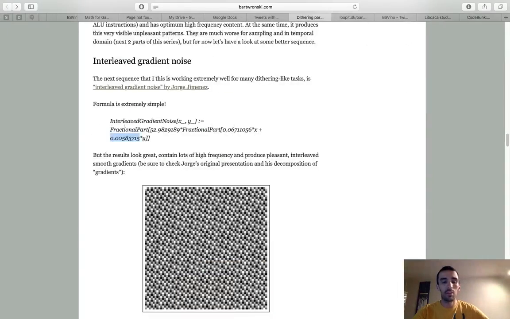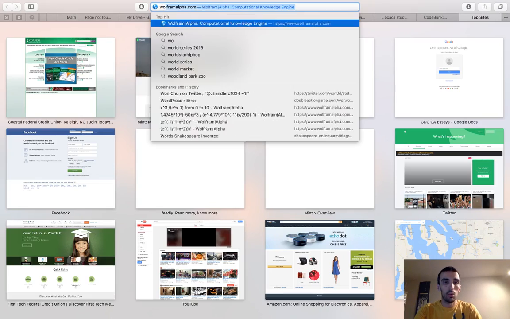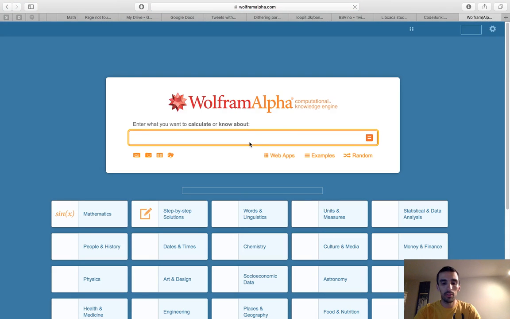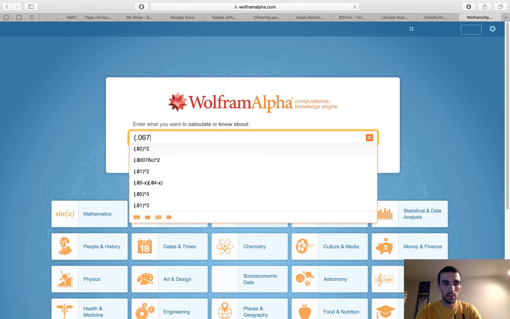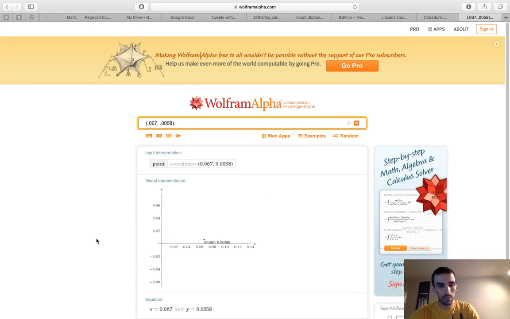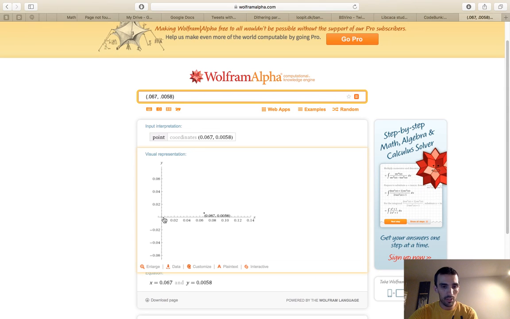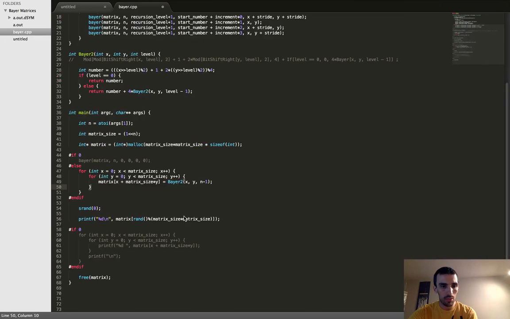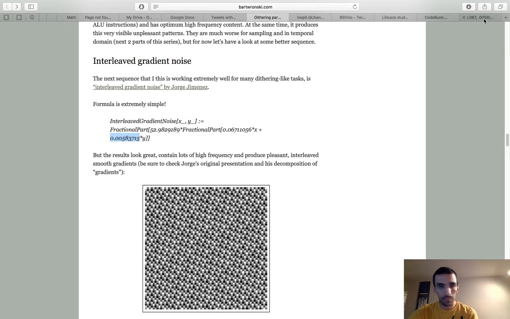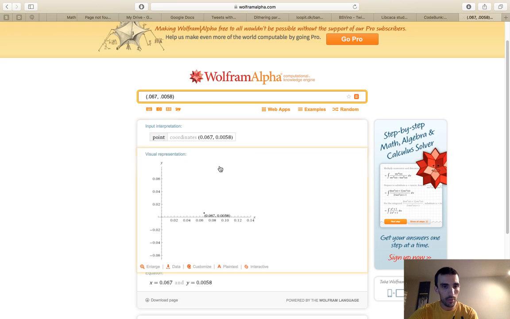So let's look at what that looks like. Wolfram Alpha is probably the fastest way to render a vector. I'm not sure. We'll see. Come on, Wolfram Alpha. 0.067, 0.0058. I've probably mixed up those numbers now, but it doesn't matter. Okay, so you can see that this vector is mostly along the x. Well, hold on. 0.068, yeah, no, I got them right. It's mostly along the x and a little bit on the y, so it's mostly aligned but not quite.